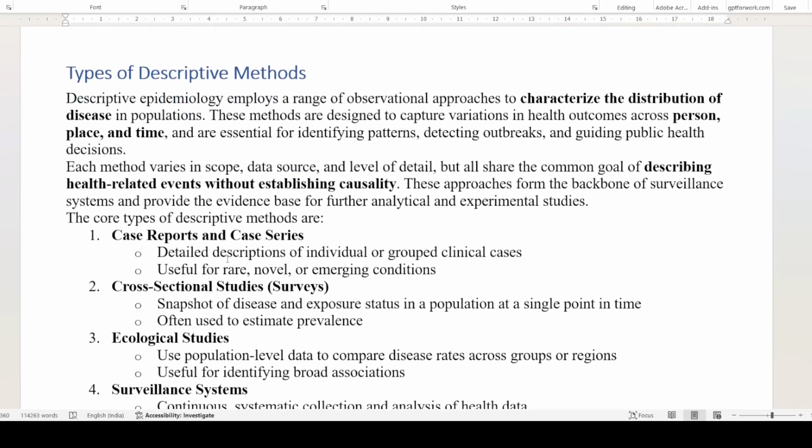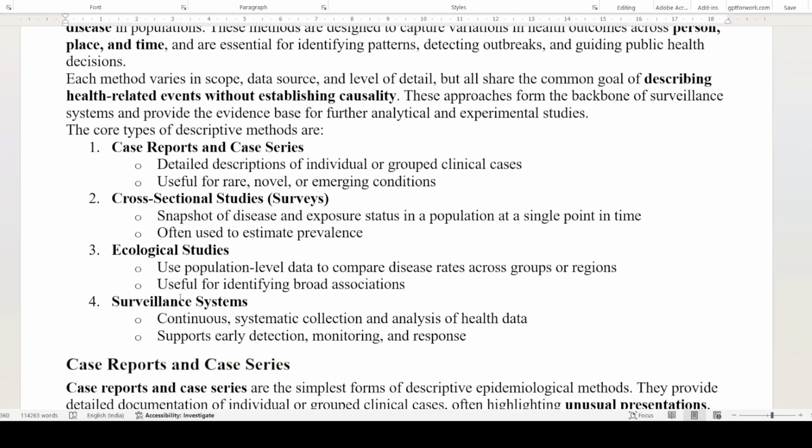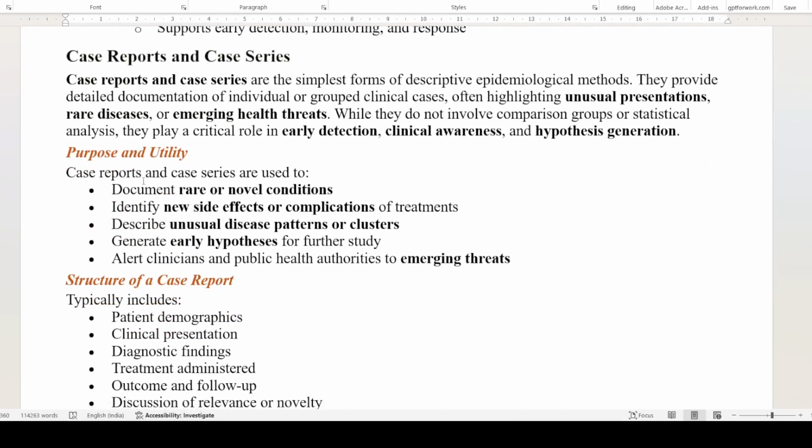Now, what are the different types of descriptive methods? We had studied before that case reports, case series, cross-sectional studies, ecological studies, surveillance system. These are types of descriptive methods that are used in this type of epidemiological study. Now, what are case reports and case series? Case report and case series both are very simple form. They provide detailed documentation of individual or group clinical cases. They highlight unusual presentations, rare diseases, and emerging health threats to the community.